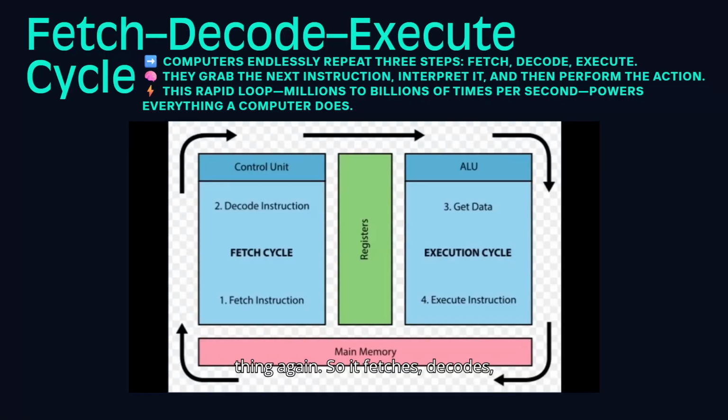So it fetches, decodes, executes, fetches, decodes, executes. It just loops this cycle millions or even billions of times per second, of course, depending on your computer processing unit. So even though computers seem really ridiculously complex, underneath it all, they're really just repeating a simple three-step process super fast. That's the fetch, decode, execute cycle, and it's literally how everything on a computer runs.